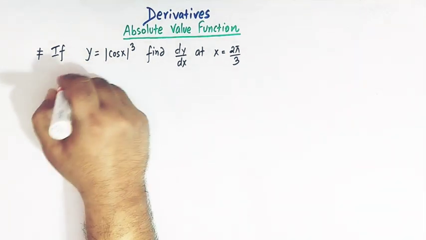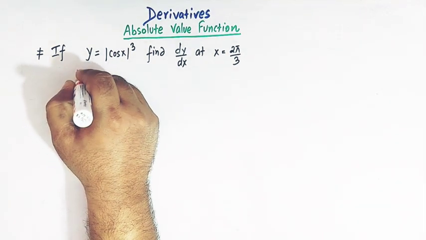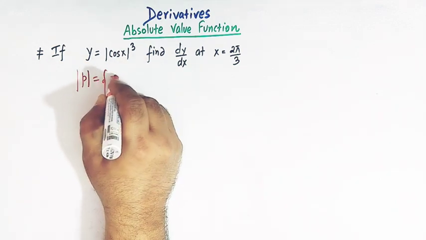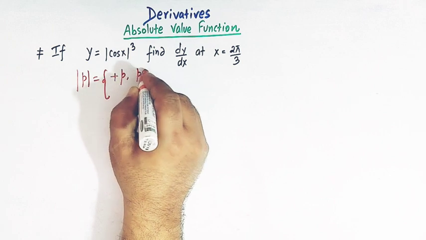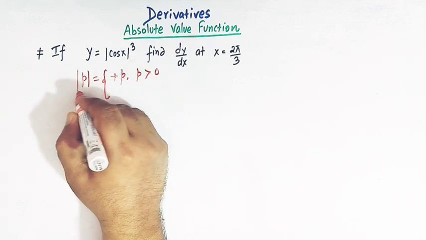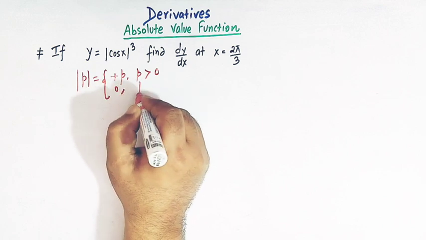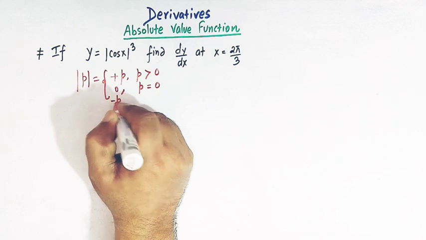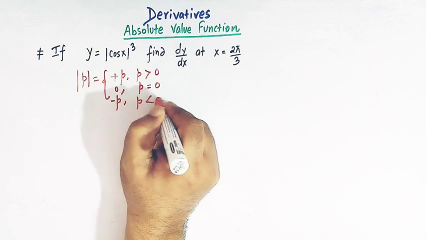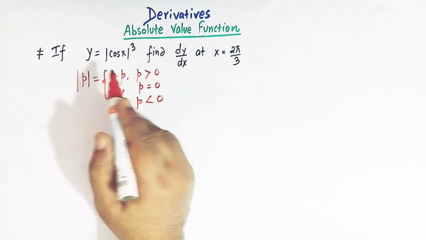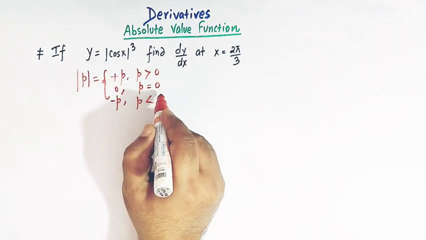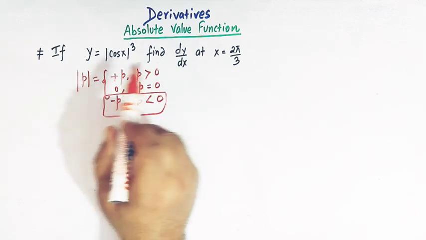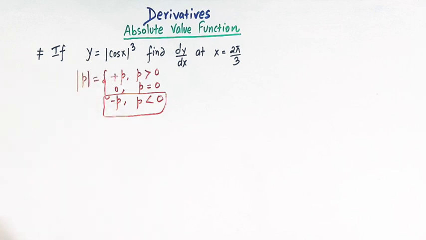Now see, the mod function is defined like this: mod of p is equal to positive p whenever p is greater than 0, and mod of p is equal to 0 whenever p is equal to 0, and mod of p is negative p whenever p is less than 0. So in this case, we are going to apply this part of the definition of mod function to our given function.